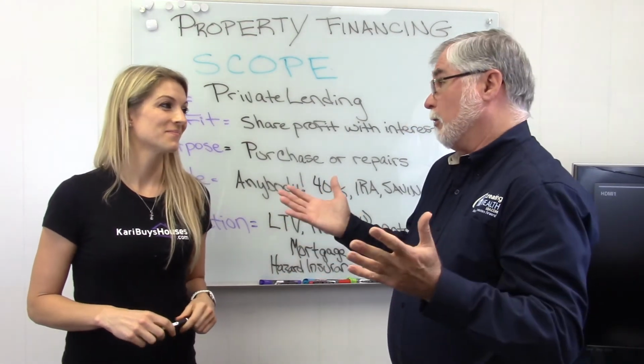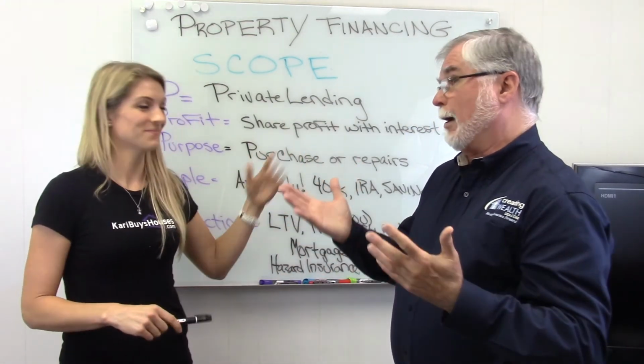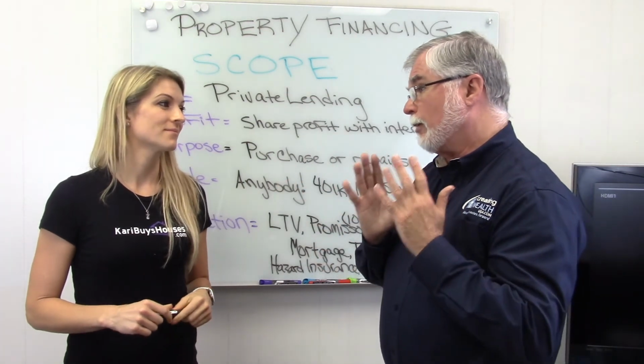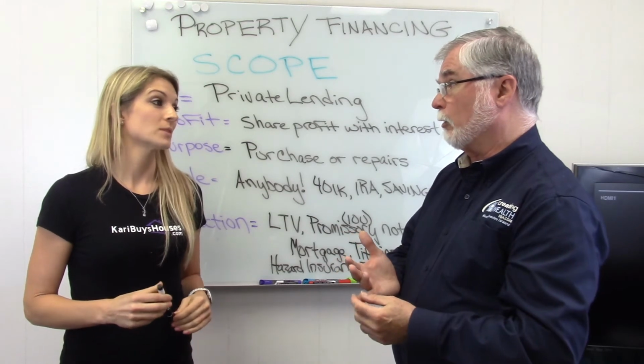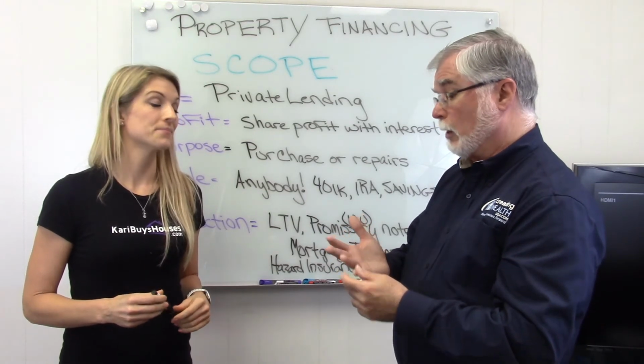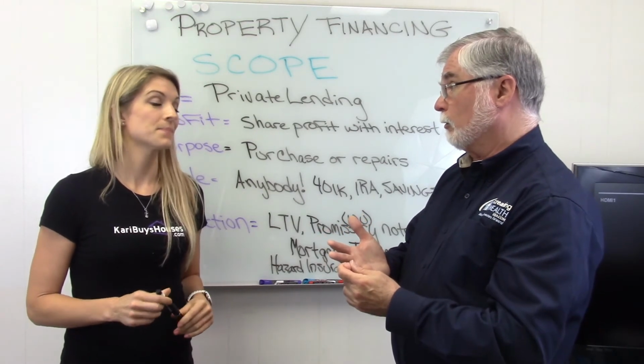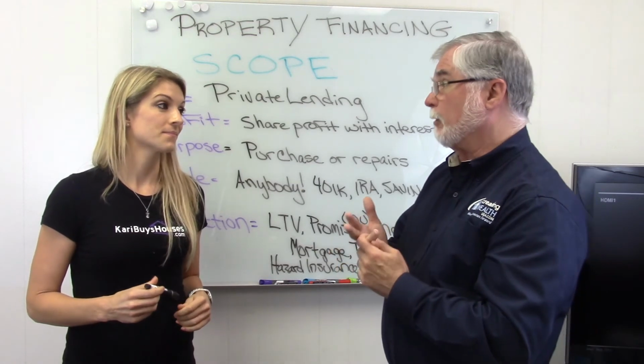Right. Because on a deal, you're sharing almost all your profit. Well, think about it. If it takes you 6 months to get in and out of the deal at $2,000 a month, that's $12,000 in monthly interest plus $10,000 in points. Yeah. That's significant. That is.